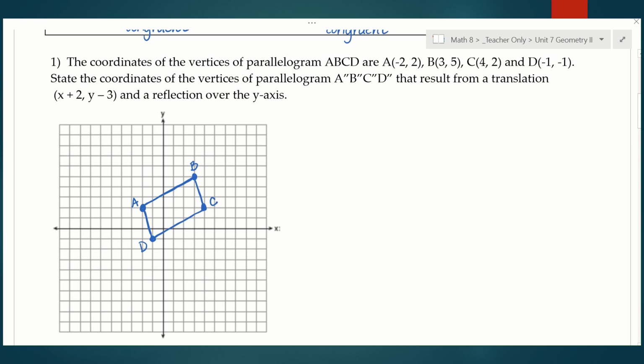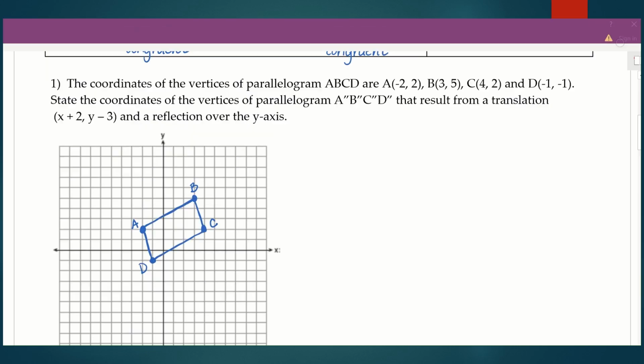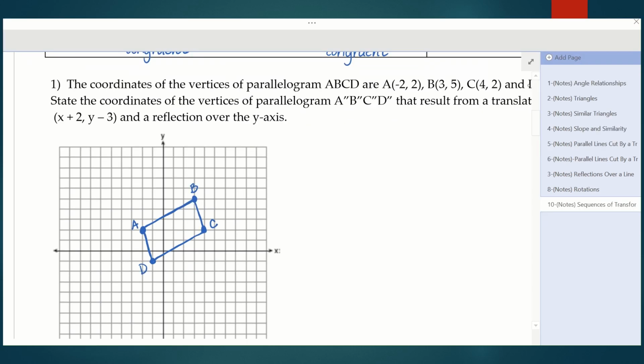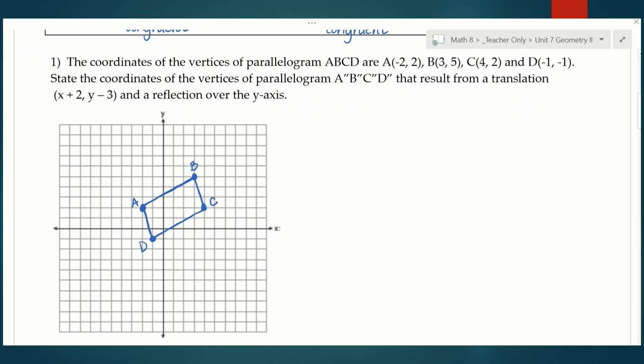Okay, so there's our pre-image. There's our original parallelogram. I'm going to change to a different color here. So now what it's telling us to do is to take that parallelogram and to translate it. And if you look at the rule they're giving us, remember, anything that's done to the x-coordinate is moving your point to the right or to the left. So when it says x plus 2, that means all of our points are going to go 2 to the right. And when it says y minus 3, that means all of our points are going to go down 3 because the y-coordinate is either going to go up or down.